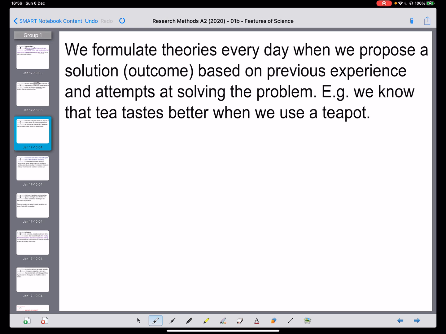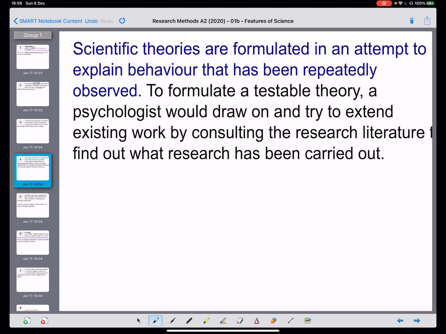So think about the things that you might theorize about: how to make a better cup of tea, how to load the dishwasher, or how to do something along those lines. We all have ideas, and how can we go about actually testing this and making it something knowledgeable that other people can use?